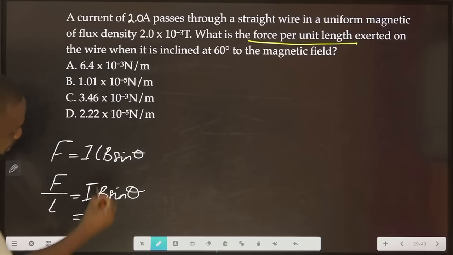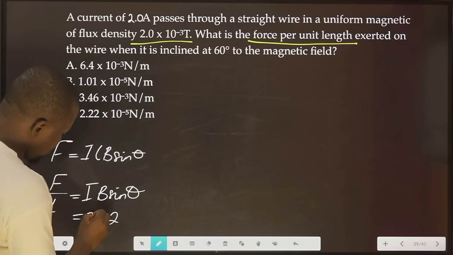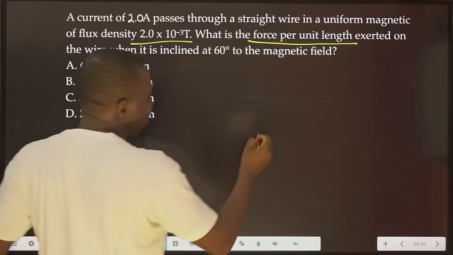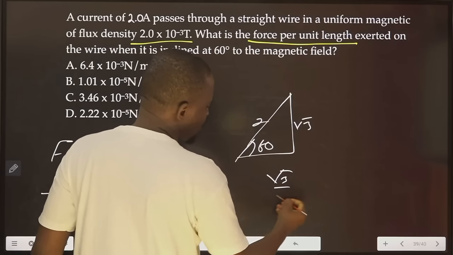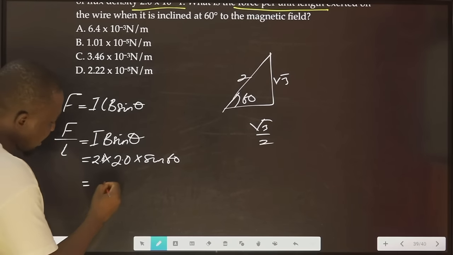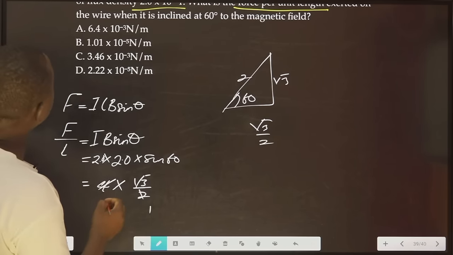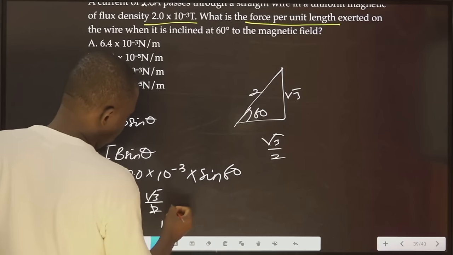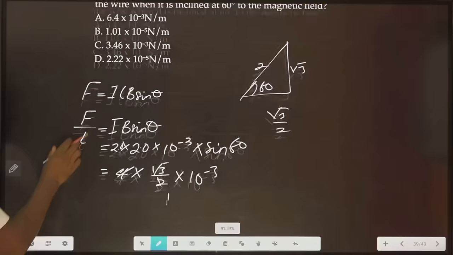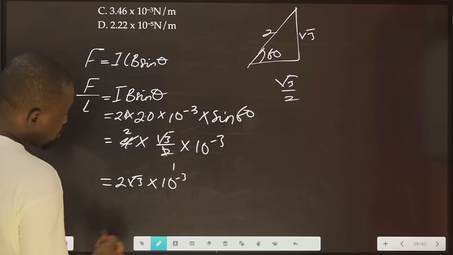We know I to be 2.0, let's just say 2, then we know B to be this, let's just say 2 again, and that's sine 60. So what is sine 60? You agree with me, if this angle is 60, this side is square root of 3, this is 2, opposite over hypotenuse, over 2. So therefore, we come back here to say this is 4 times opposite over hypotenuse. Please don't forget to include the other part of it, before we put sine 60. So this will give us 2 square root of 3 times 10 to the power minus 3.